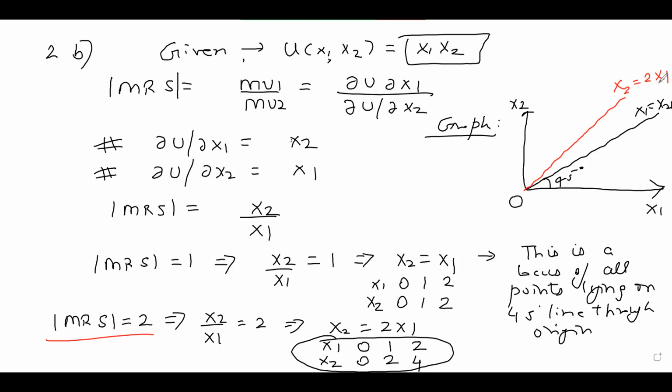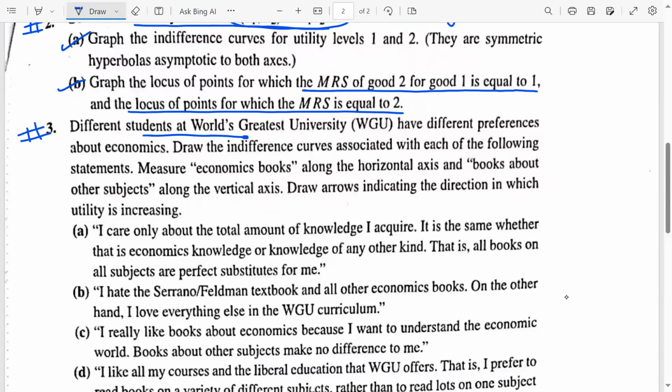So let me come to the problems, and let's look at problem number 3. Different students at the world's greatest university have different preferences about economics, and we need to draw the indifference curves associated with each of the following statements. So we are given students who have told their preference. Measure economics books on the horizontal axis and books about other subjects along the vertical axis.